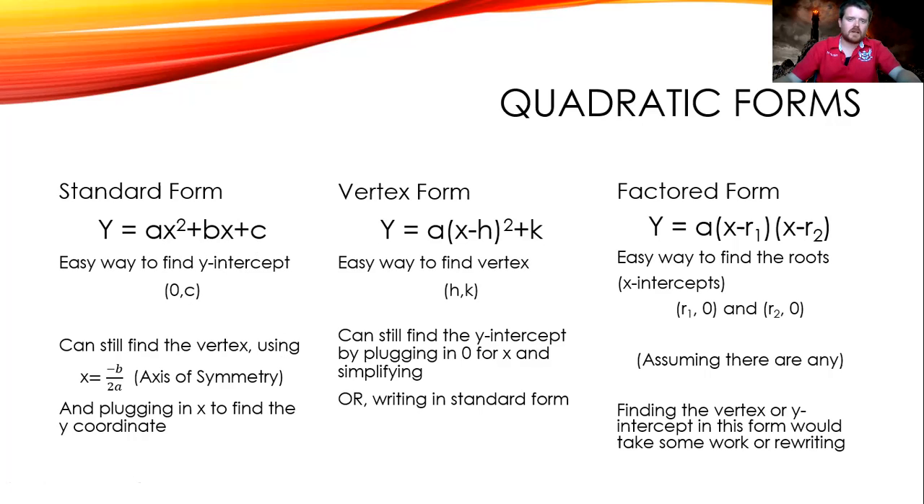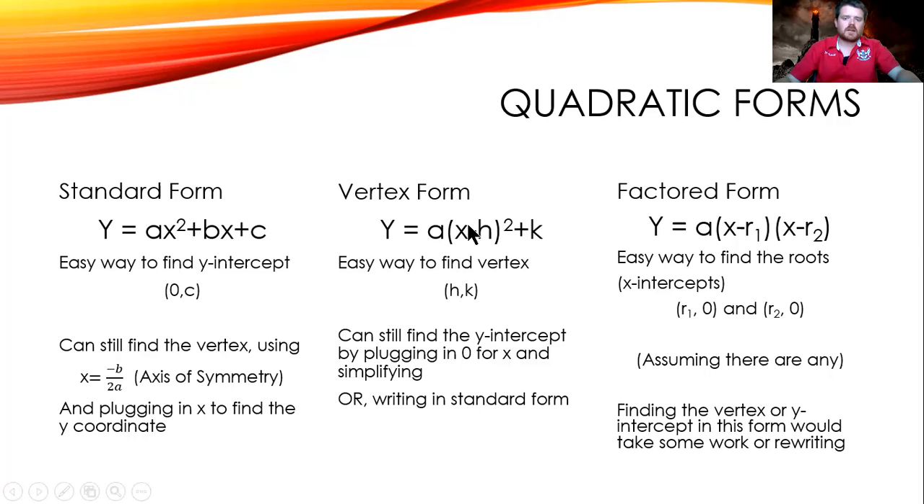Even if it's in standard form, you can convert it to one of these two different forms, which again in Math 2 we spent a lot of time on. You can still find your vertex using the formula x equals negative b over 2a, using those coefficients respectively. That'll tell you the axis of symmetry, and then if you want to find the vertex, you'll take that x value and plug it in to find the y.